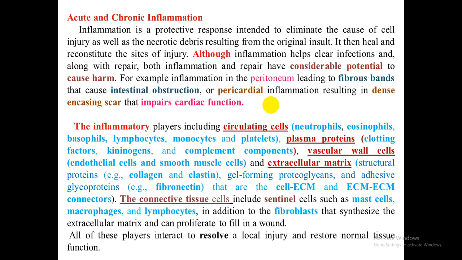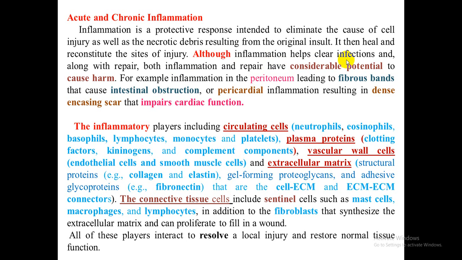Today we will talk about a new chapter of pathology, after the chapter of cell injury. It is inflammation, including acute and chronic inflammation. An inflammatory process, or inflammation, is a protective response intended to eliminate the cause of cell injury as well as the necrotic debris resulting from these causes or the original insult. It then heals and reconstitutes or regenerates the site of injury, the affected site or damaged tissue resulting from this inflammatory process.